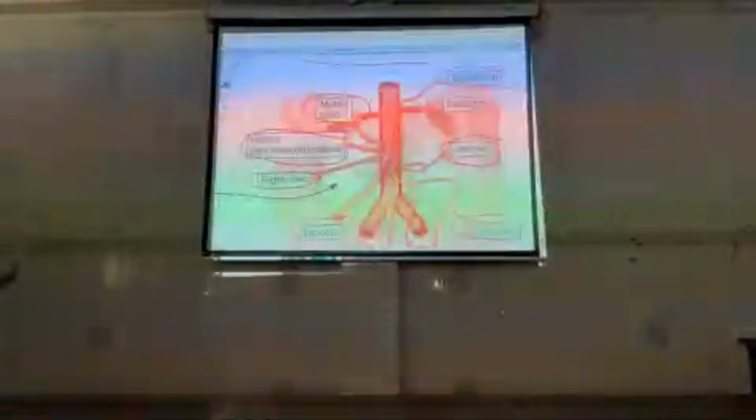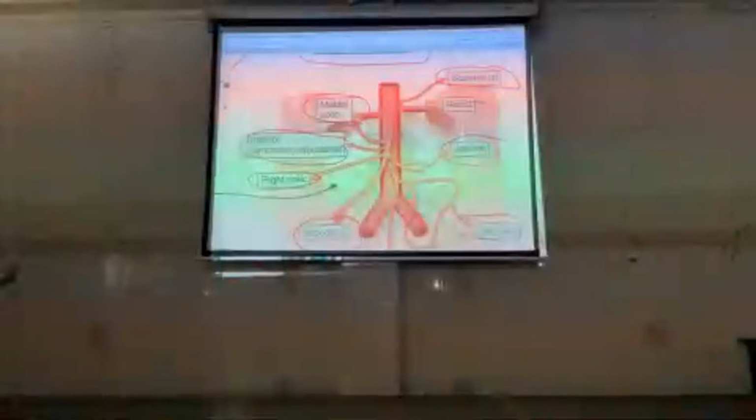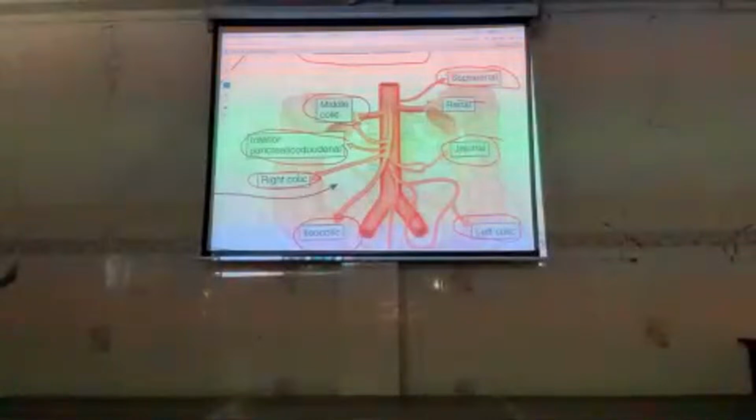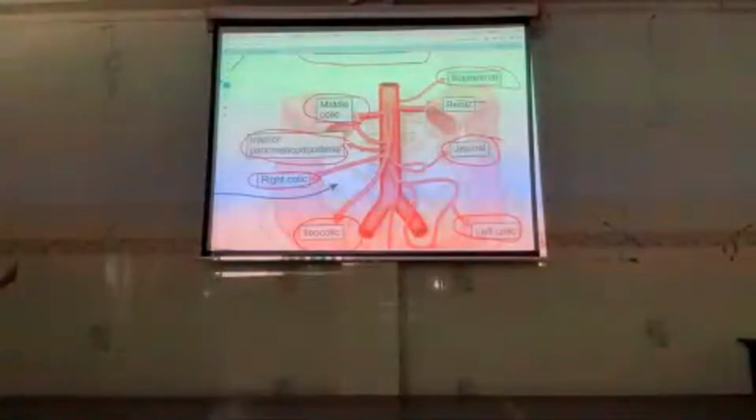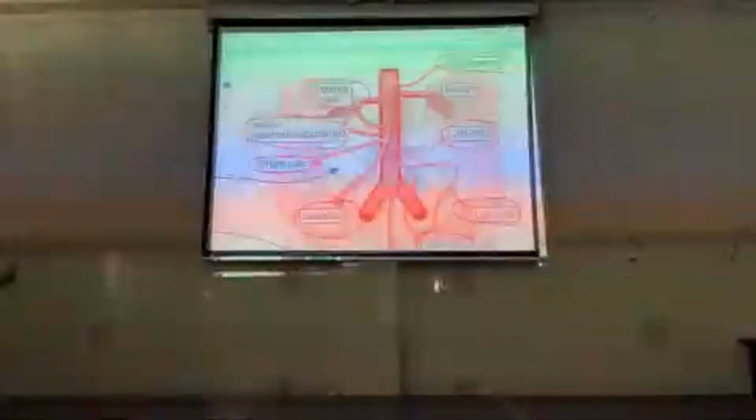Now, the jejunal artery supplies the jejunum. The colic arteries supply the colon: the right colic supplies the ascending colon, the left colic supplies the descending colon, and the middle colic supplies the transverse colon. The pancreaticoduodenal artery supplies the pancreas as well as the duodenum. It is supplying the renal. Now what is this renal?